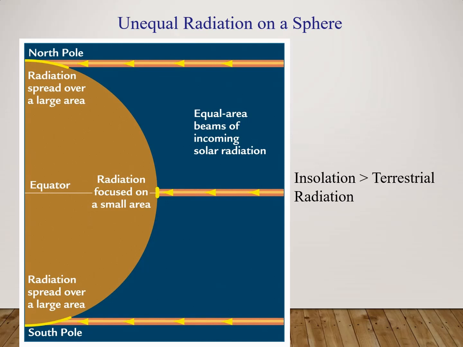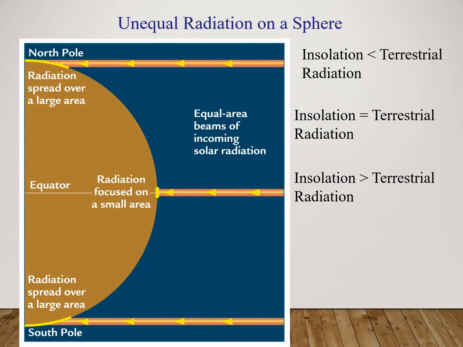Near the equator, because insolation is greater than the terrestrial radiation that is given out, these areas are very warm. In the mid latitudes, it can be assumed that the amount of insolation is equal to the amount of terrestrial radiation. So temperatures are moderated here. In polar regions, the insolation is less than the terrestrial radiation. So the heat given out is more than the heat that is received by the Earth's surface.